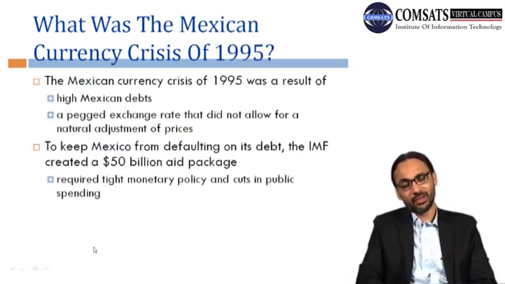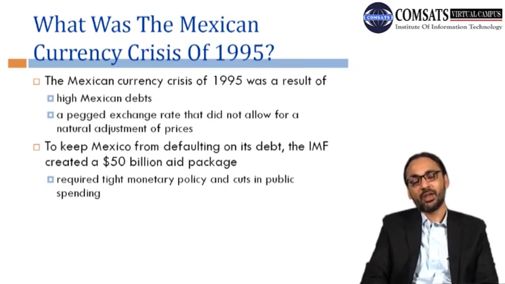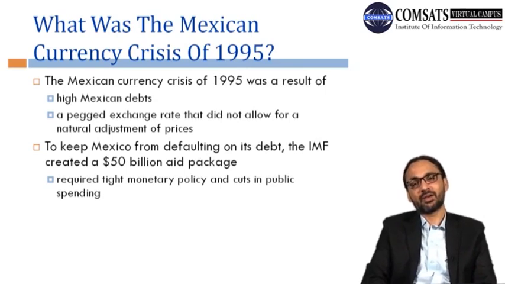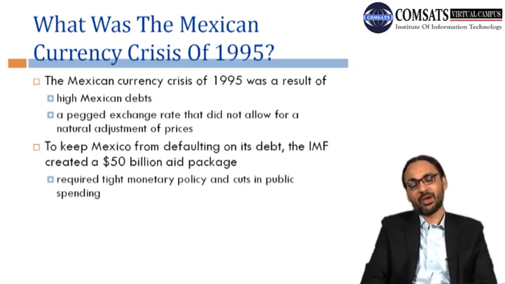There is one famous crisis, the currency crisis of Mexico in 1995, which was a result of high Mexican debts and a pegged exchange rate that did not allow for a natural adjustment of prices. To keep Mexico from defaulting on its debt, the IMF created a 50 billion aid package, which required tight monetary policy. In 1995, the Mexican economy experienced the currency crisis, and among other reasons, the first one is the high Mexican debt.